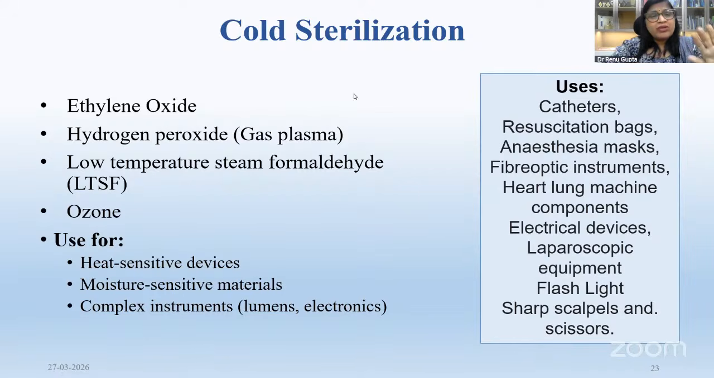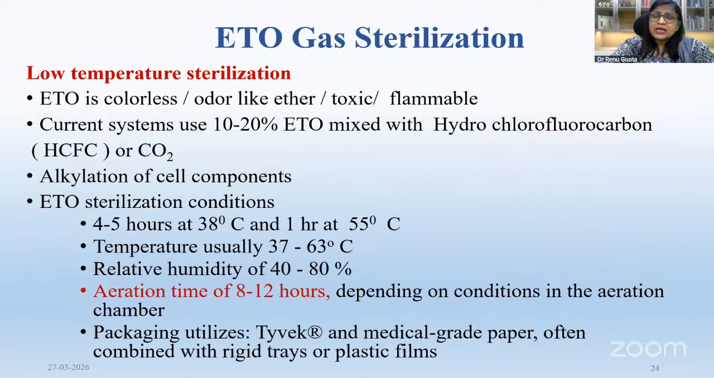Again and again, when I'm talking about these instruments, the principle remains the same. All of these instruments can be used for heat sensitive and moisture sensitive items. I will not again tell you which item is to be sterilized by ETO or hydrogen peroxide. I will just tell you the important differences which you should know. What is ethylene oxide sterilization? This is available in most hospitals. First of all, I will be telling you the advantages.